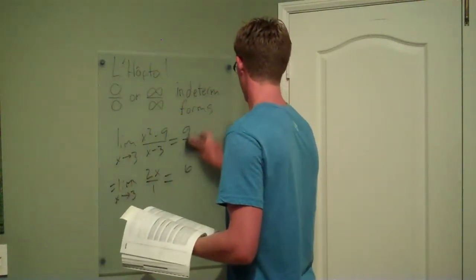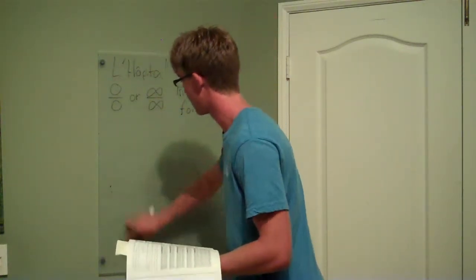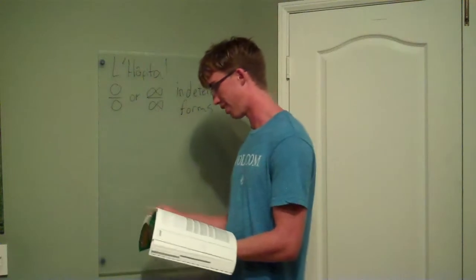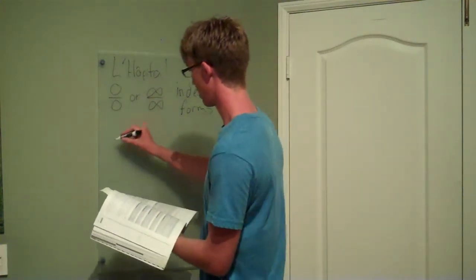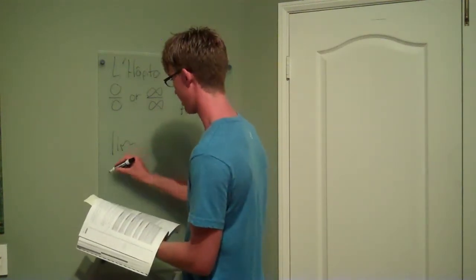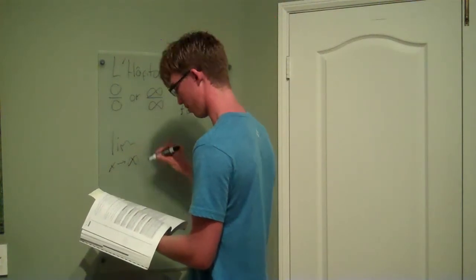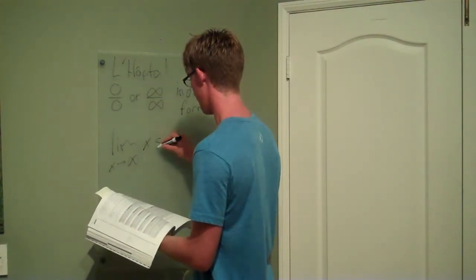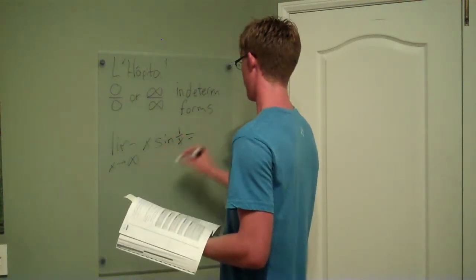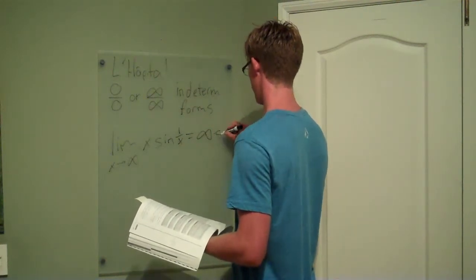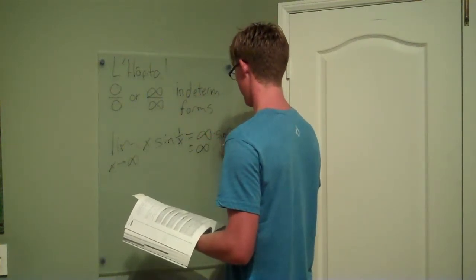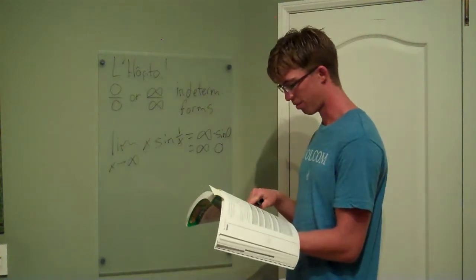Now let's get to the tricky part of L'Hopital's rule, which involves when you have to change the function in order to come out to your desired indeterminate form. So, here we have limit as x goes to infinity of x sine 1 over x. And when you plug infinity in, you get infinity times sine of 0. That's infinity times 0. Not one of our indeterminate forms, as you can see.